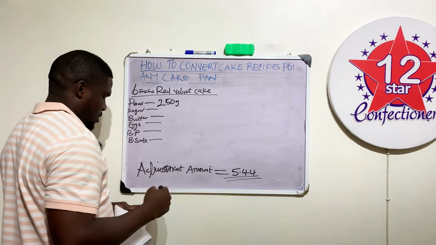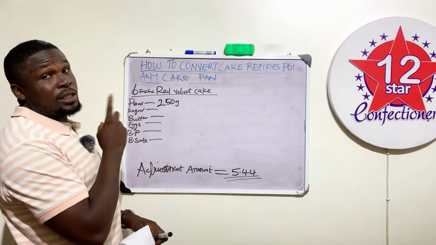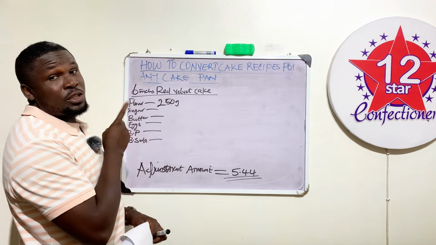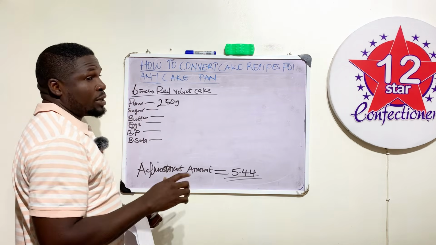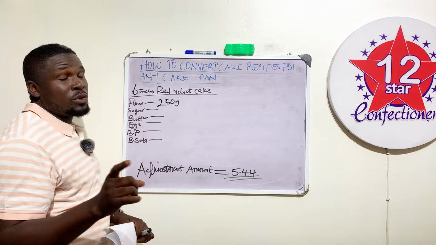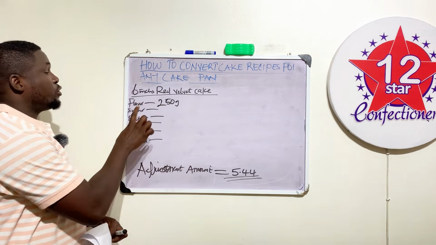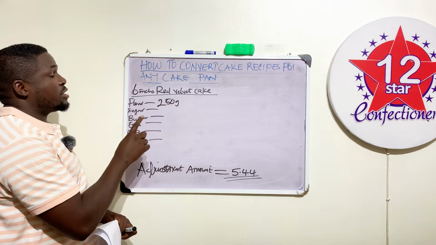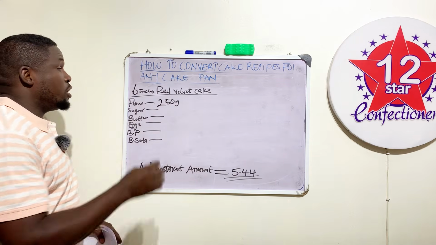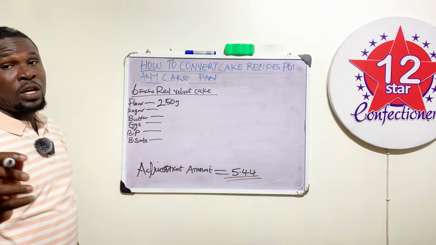250 grams. Sugar 250 grams. This is just an example. You don't come and copy this recipe. We are using this example to show you how to calculate it. So don't say I gave out a red velvet cake recipe and you go and do it and it flops. This is not a standard cake recipe. We are just giving you an example.